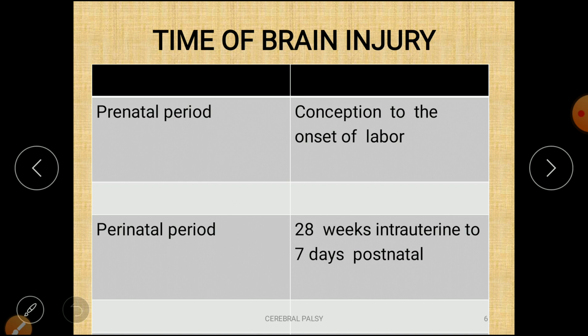First is prenatal period. So it is conception to the onset of labor. From the time conception happens until the onset of labor, that is prenatal period. Perinatal period means 28 weeks intrauterine to 7 days postnatal. That is, from 28 weeks of gestation until 7 days postnatal, that is known as perinatal period.